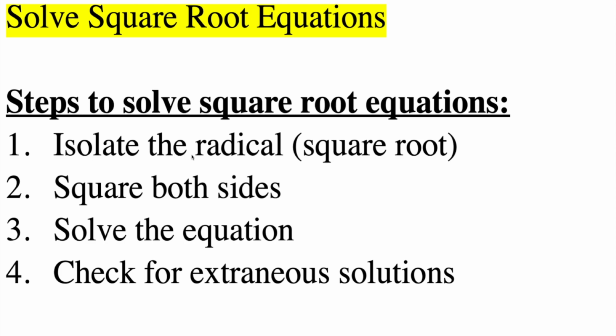You want to get the square root term by itself. The second step says square both sides. The third step says solve the equation, like solve for x. And then the fourth step says check for extraneous solutions, which are bad answers. And we'll see that today.